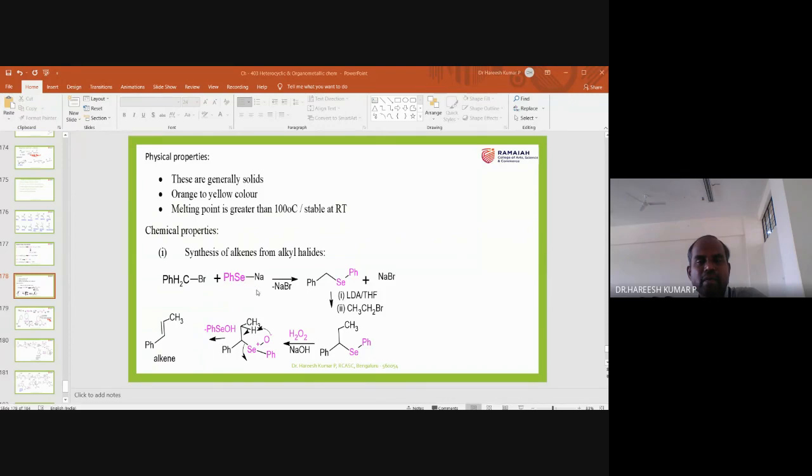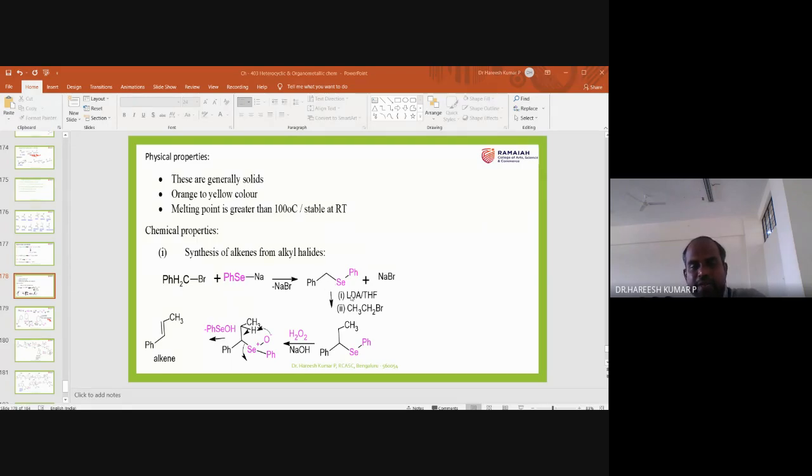what will happen? Na and Br will go out as a byproduct. And then what is the new product? There will be a new bond formation between this carbon and this selenium element. That is how a compound is obtained. Now what is the name of this compound? You can observe that phenyl CH2 is called the benzyl group and this is the phenyl group. So benzyl phenyl selenide is the name of this compound.